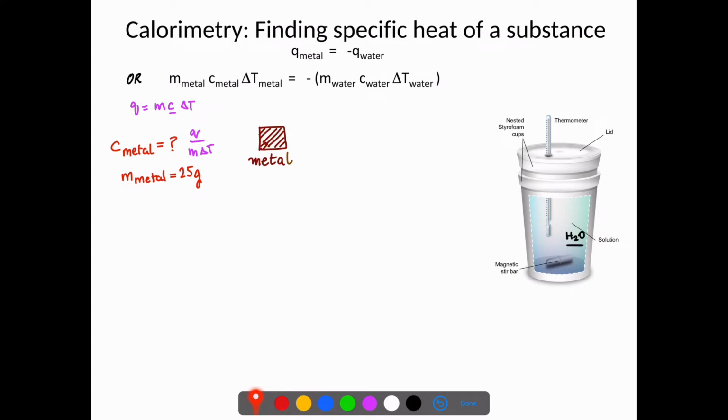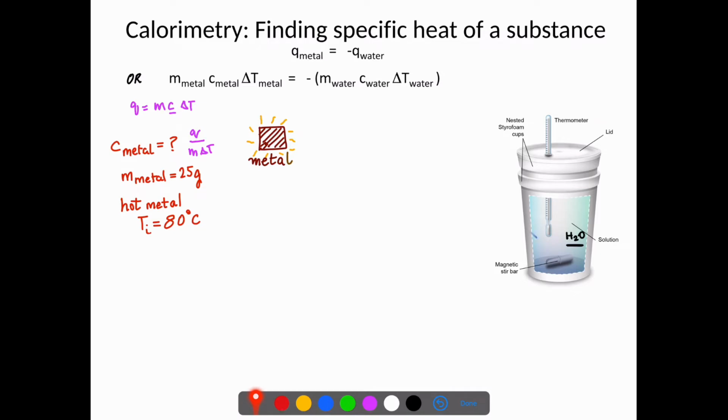Basically, we are going to make the metal give off heat to a substance whose specific heat is known. So we are going to choose a substance such as water whose specific heat is known. So here's what we do. We heat up the metal first. We're going to record the temperature of the hot metal. So let's say we heated it up to 80 degrees Celsius.